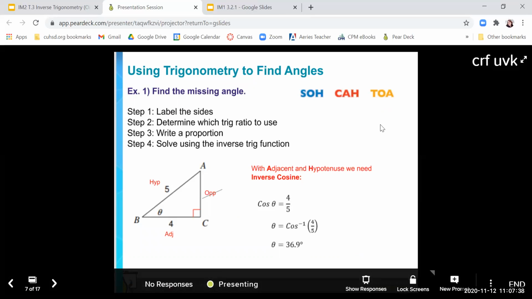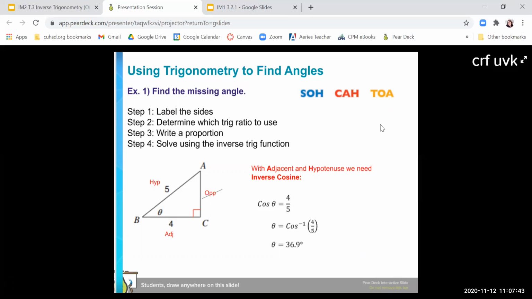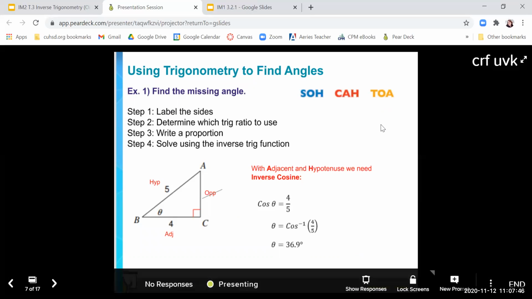All right, so the example is done for you here, but I want to point out a few things. First of all, the steps look very much the same as what we've been doing with trig in our previous lessons. Label the sides, opposite, adjacent, hypotenuse, in relation to the theta angle. Determine which trig ratio to use. In this case, opposite isn't useful. We know the adjacent, we know the hypotenuse, so we're using A and H together to use cosine. Write a proportion. You can see this is like a typical proportion: cosine of angle theta equals adjacent over hypotenuse, 4/5.